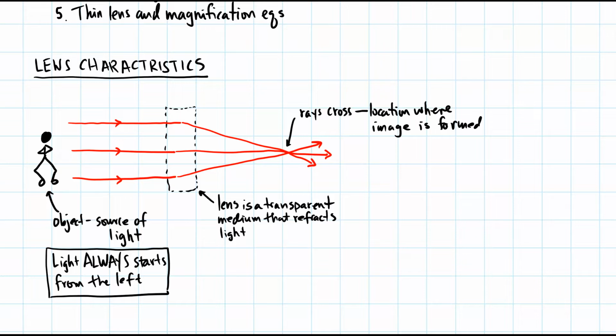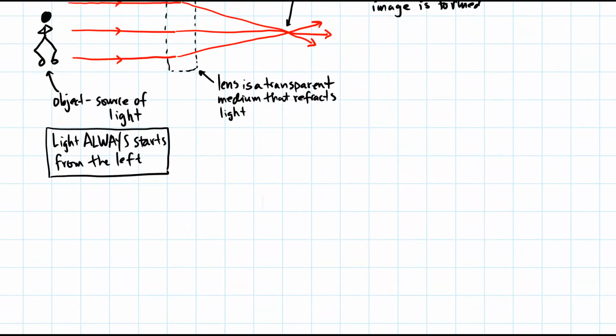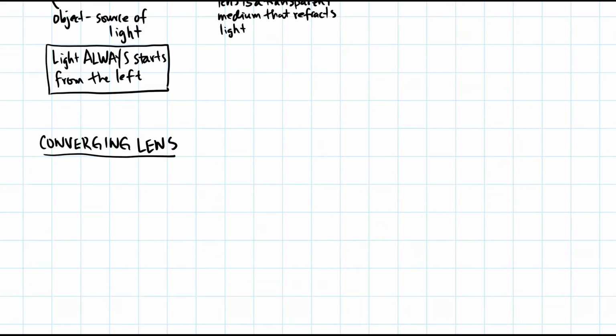So then you get some type of refraction, and where the rays cross, this location is where an image is formed. There are 2 types of lens, converging and diverging lens. Let's look at these guys now. A converging lens has incident light that is refracted through the lens, and the light converges to one point called the focal point, and it's always opposite of the object.